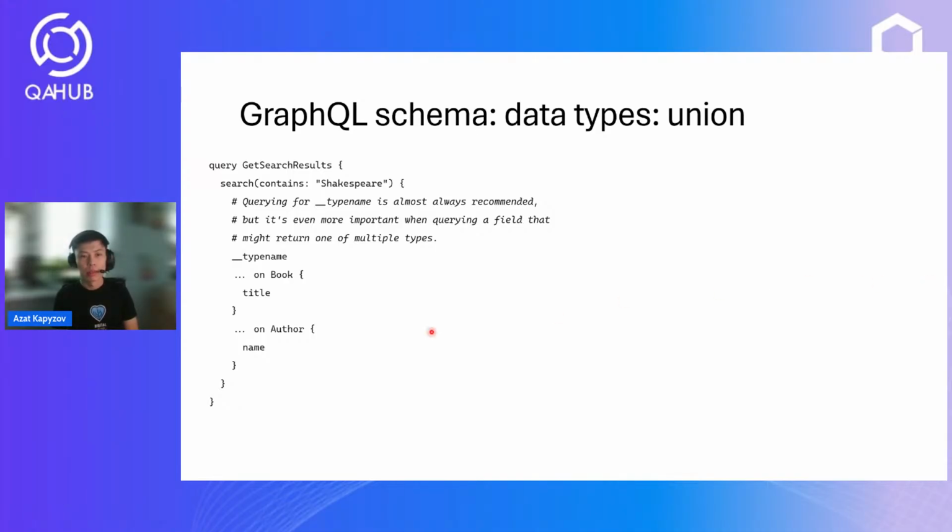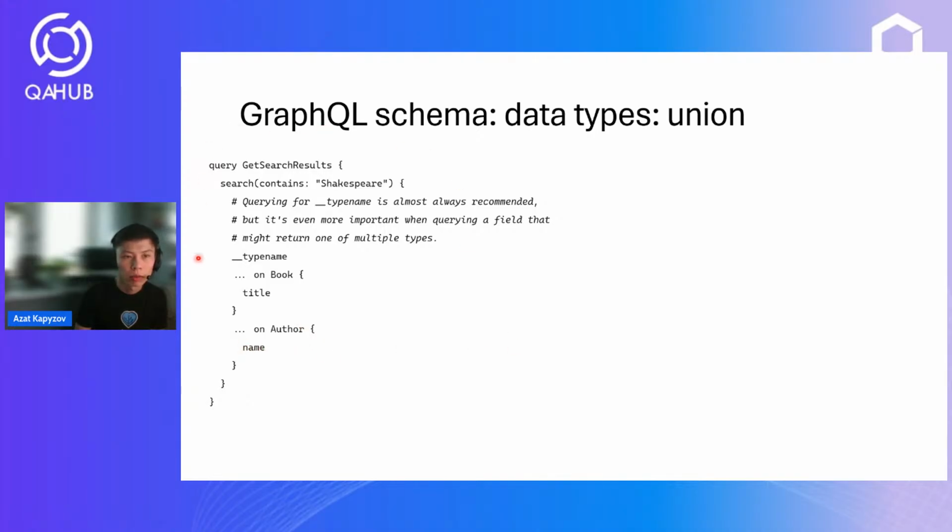So here is an example of query for the schema. Here we define in this query get search results. We define some argument, for example, books and authors that contain Shakespeare, and we want to get type name for each result. And also we specify with these three dots on data type book what fields we want to see, and the same for author, three dots on author and what fields we want to see.